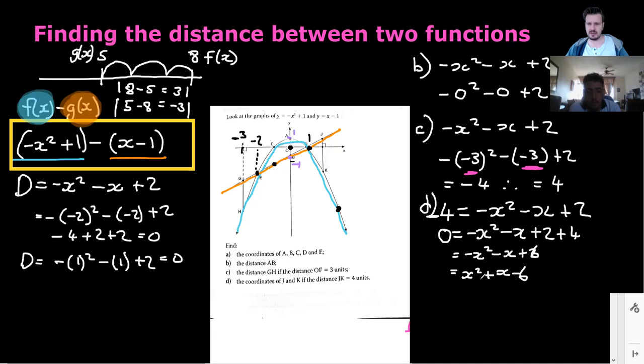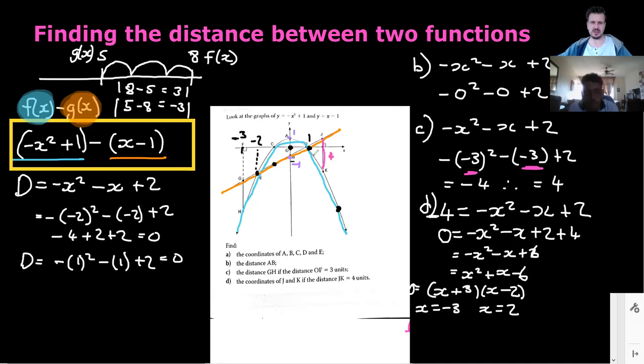Okay. And then we get x plus 3 as our brackets and x minus 2. So this is factorizing. And so our x's are x equals negative 3 and x equals 2. Now, let's just explore this quickly. So these are x values. So the distance is 4 here. That's what they tell us.